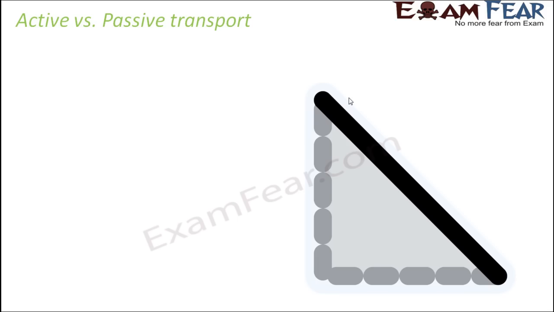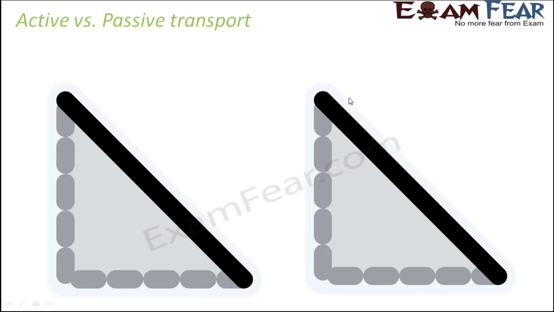So let us quickly have a comparison of active versus passive transport. Let us take the example of that slope. When I talk about passive transport, there is no energy expense from the cell. There are two ways. Either the particle can move down the concentration gradient on its own, or the particle might need a transport protein or a carrier protein to pass it through the potential gradient.